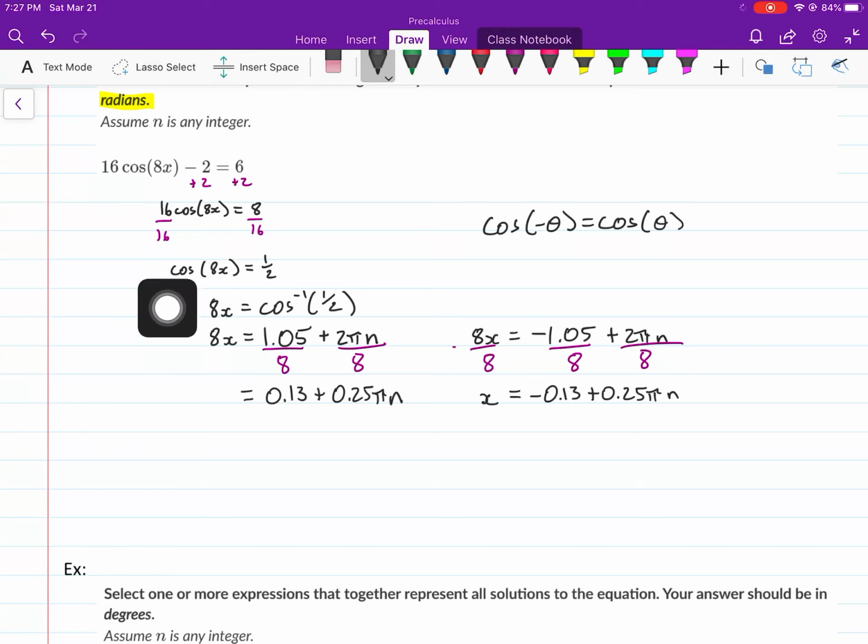So once again, you get cosine by itself, then you do the arc cosine, then take whatever that inside function is and solve for that, whether it requires you to add or subtract first. In this case, it's just 8x. So how would you get x by itself? Divide by 8. So we divide everything by 8. That's what we did there to get our x value. So once again, we're just applying everything that we were doing before.